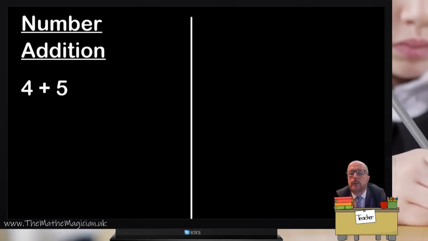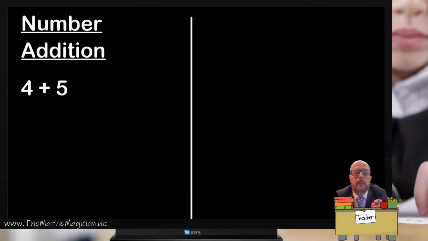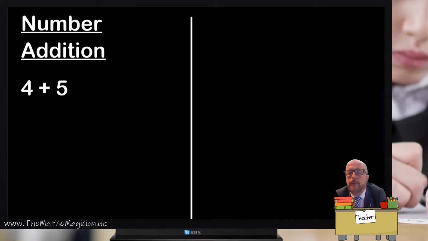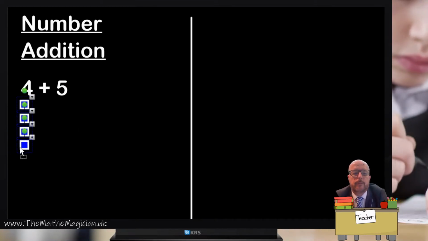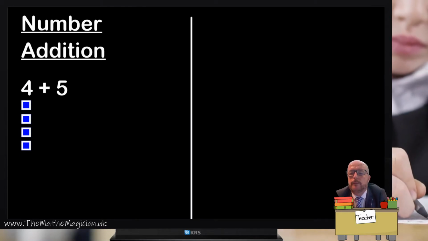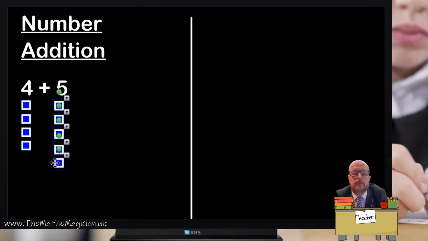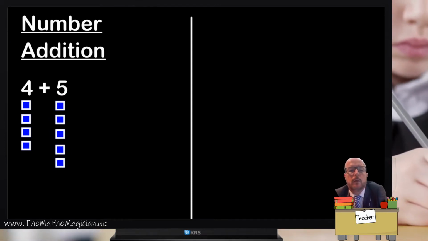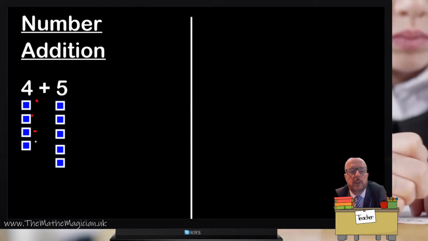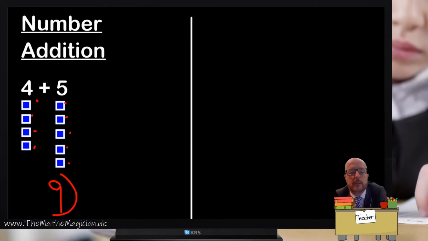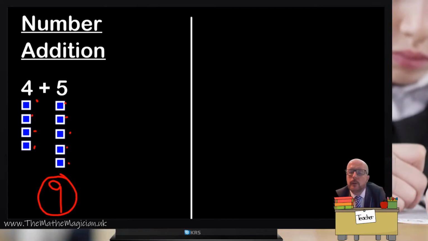So here's our first question. What you can see is 4 plus 5, which you may be able to already answer, but let's look at how we do it with manipulatives. We get 4 tiles and 5 tiles and then we add them up. 1, 2, 3, 4, 5, 6, 7, 8, 9. So the answer would be 9. Right, if you find it too easy, wait for the next question.